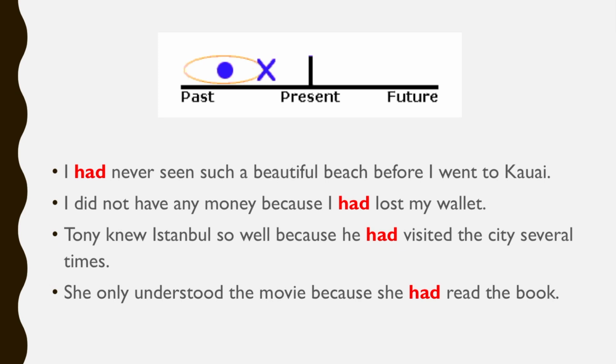For example, I had never seen such a beautiful beach before I went to Kauai. I did not have any money because I had lost my wallet. Tony knew Istanbul so well because he had visited the city several times. She only understood the movie because she had read the book.